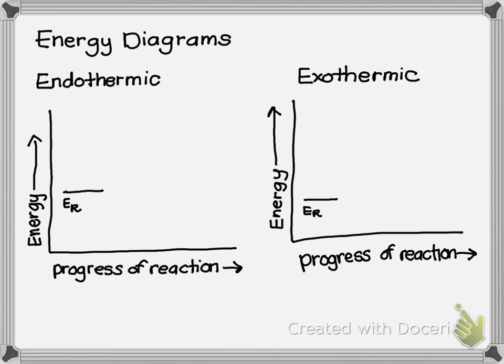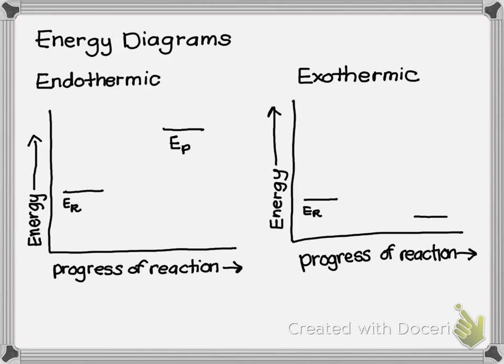So for my endothermic reaction, the energy of my products is going to be higher than the energy of my reactants. I'm going to write E with a little p for energy of my products. Again, because endothermic reactions absorb energy through the process of the reaction, the energy of the products ends up being higher than the energy of the reactants. Now, an exothermic reaction releases energy, so the products should be lower than the reactants.